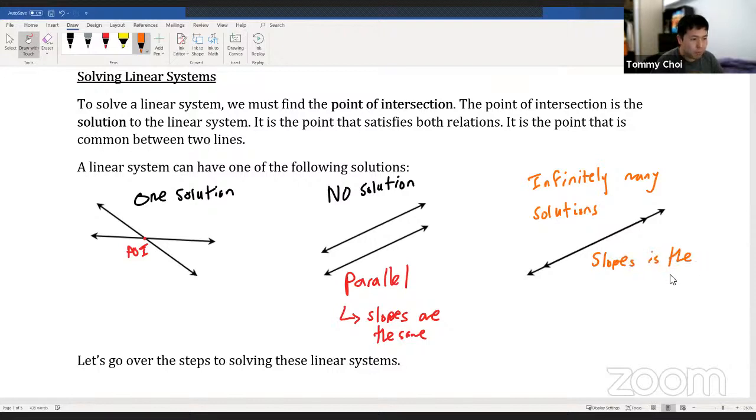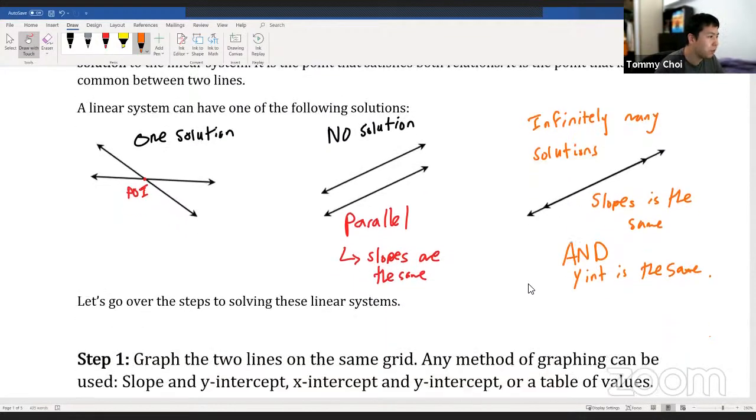Slope is the same, and y-intercept is the same. This is really important. Okay, both conditions have to be true. If the slope is the same and the y-intercept is also the same, then it has infinitely many solutions. Okay, so there are some quick ways you can check whether it has no solution or infinitely many, and then you'll actually have to solve it for the one solution. So let's go over the steps in how to do so.